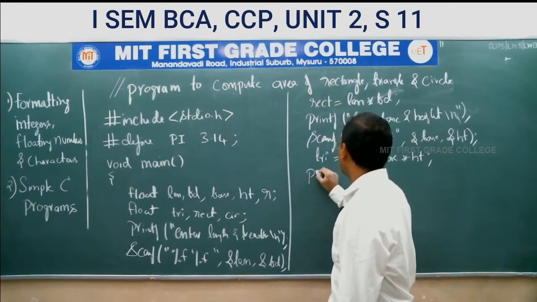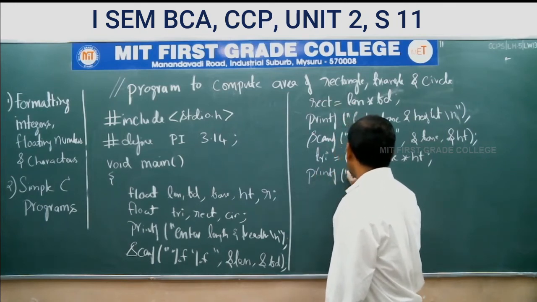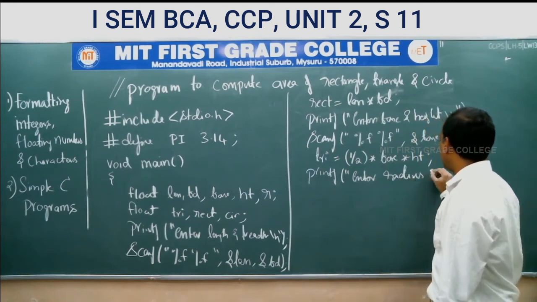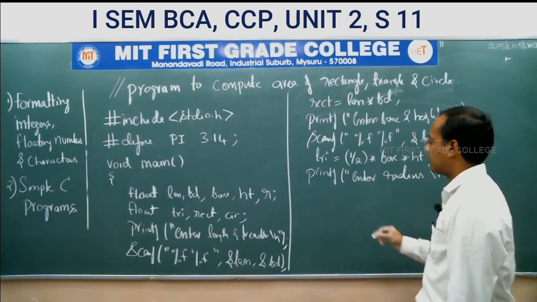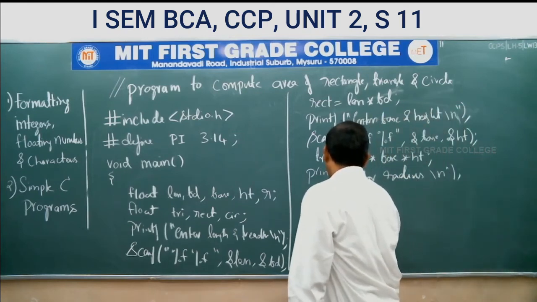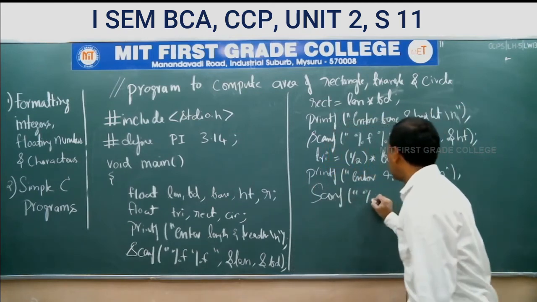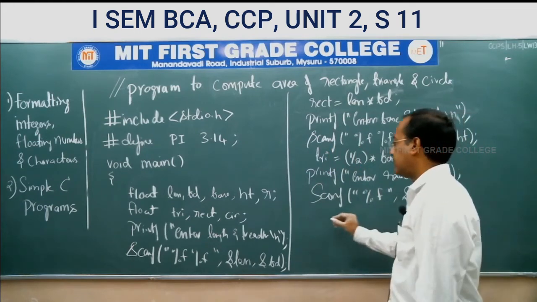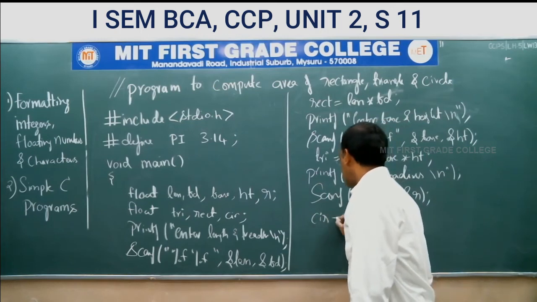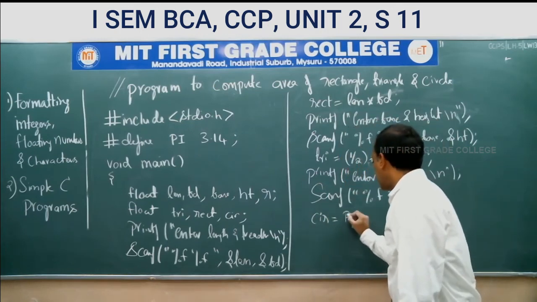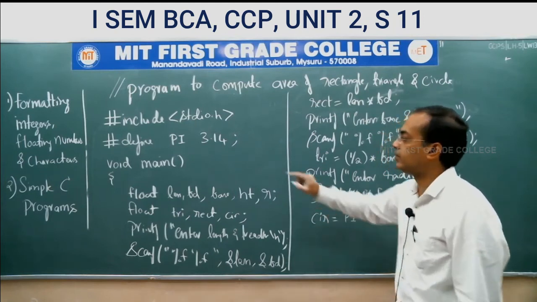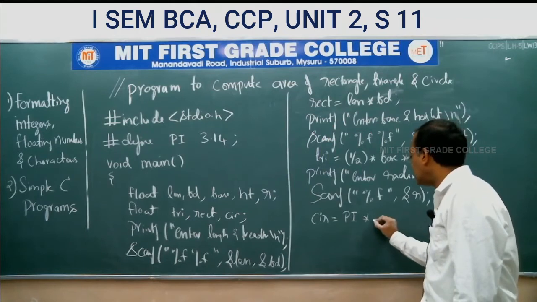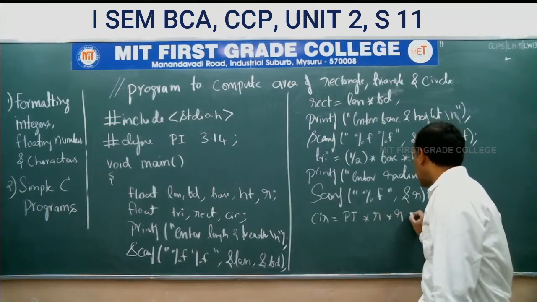Now accept the radius. "Enter radius\n", scanf "%f", &R. CIR, the area of a circle, is equal to PI, in capital letters because I have declared it as capital. That's the convention we follow, into R into R.